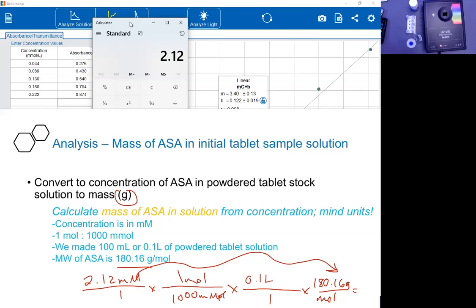2.12 times 0.1 times 180.16, and I'm going to divide that by 1,000. Okay, I've got a mass of 0.0382 grams. That's how many grams were in this solution of acetylsalicylic acid from the tablet. Okay, I'm going to write that down. 0.0382 on the side here so I don't forget it.